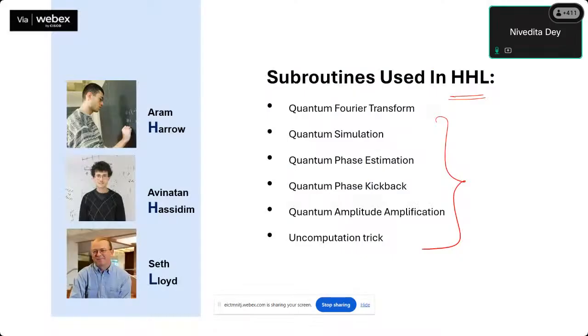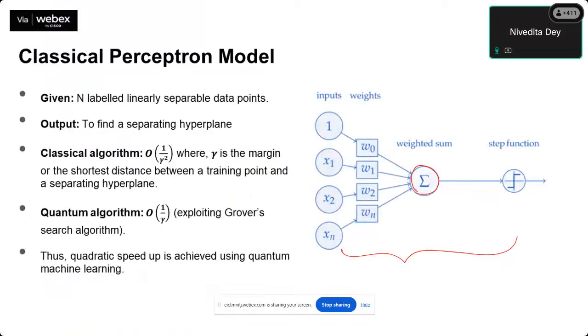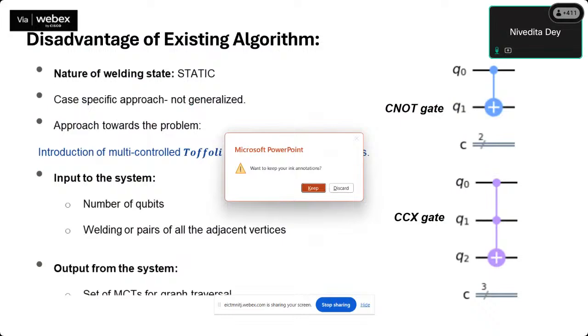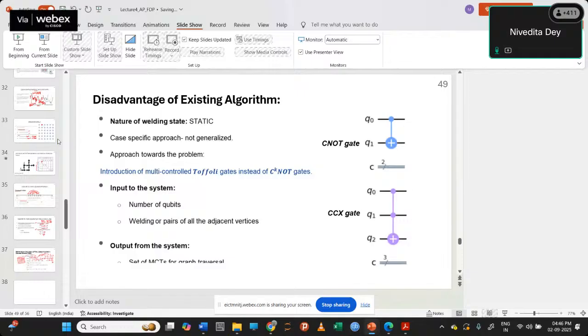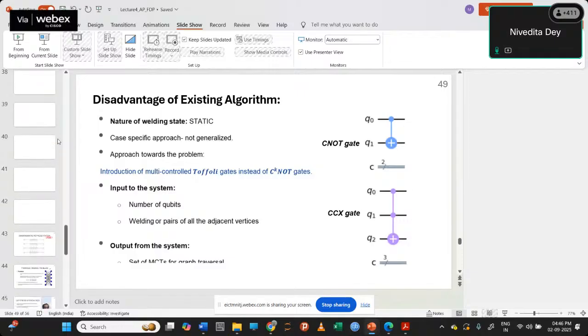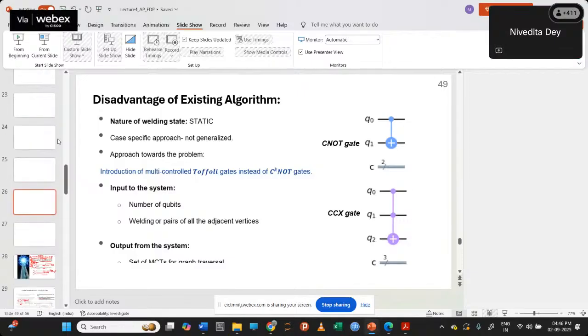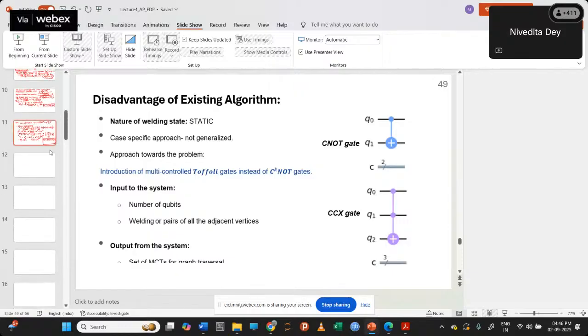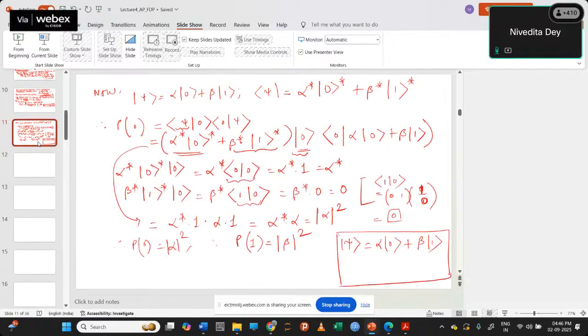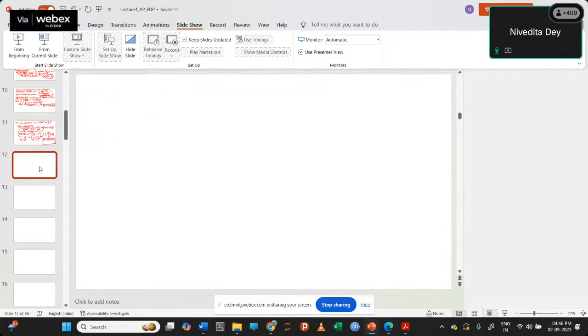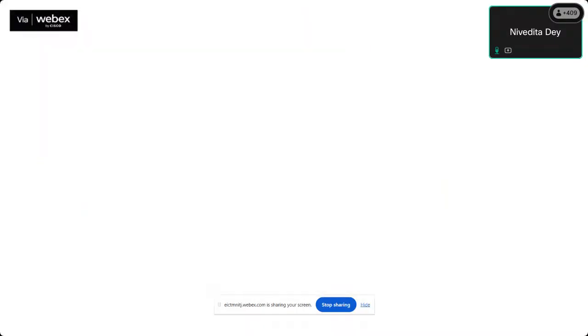Okay, so this is the end of the slides, but I will be explaining. There are a few pages that I left at the very beginning, so let me go back. Here are the four. Yes, so this was the end of the no-cloning and measurement postulate. So let us now start one quantum algorithm.